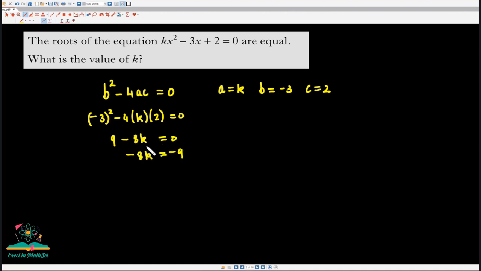That's equal to minus 9. So that would just give me a positive 9 over 8, because a negative divided by a negative gives me a positive. So k would equal 9 over 8.